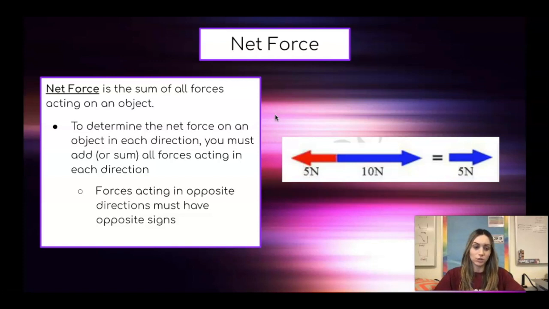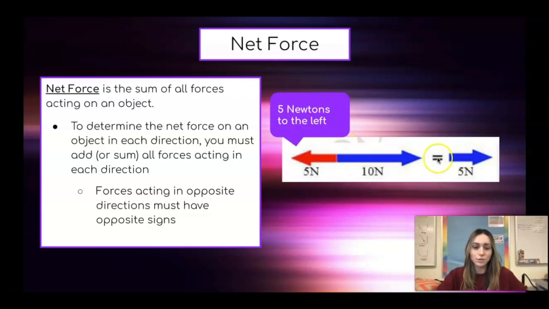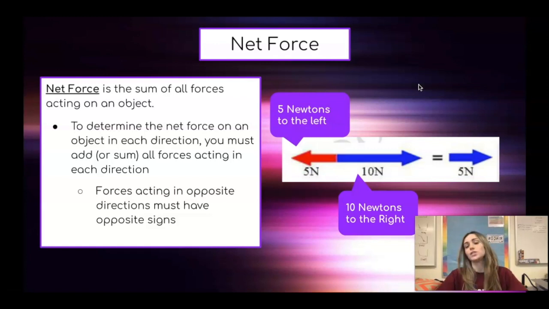So here we can see, just make up an object, maybe this is the golf ball, two forces that are acting on this object. First, we see here a 5 Newton force acting to the left. We also see here a 10 Newton force acting to the right. In order to determine the net force, I'm going to need to sum or add together all of the forces, which in this case is just those two. Now, I can see that these forces are acting in opposite directions. One is moving directly to the left, the other in the opposite direction, directly to the right. For this reason, they must have opposite signs.